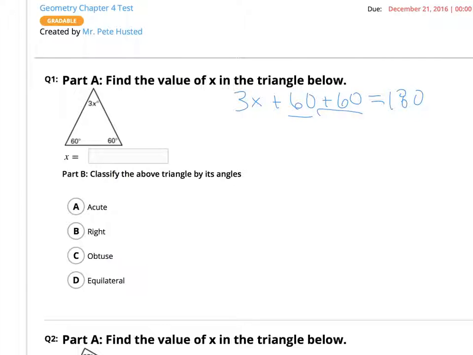On part B, we are simply asking you to classify this triangle by its angles. So, is it an acute triangle? Is it right? Is it obtuse? Or is it equilateral? Okay? So choose which one is most appropriate for number 1B.